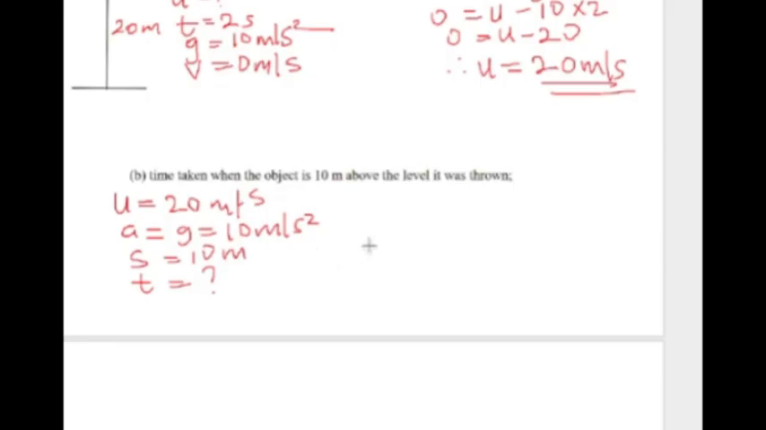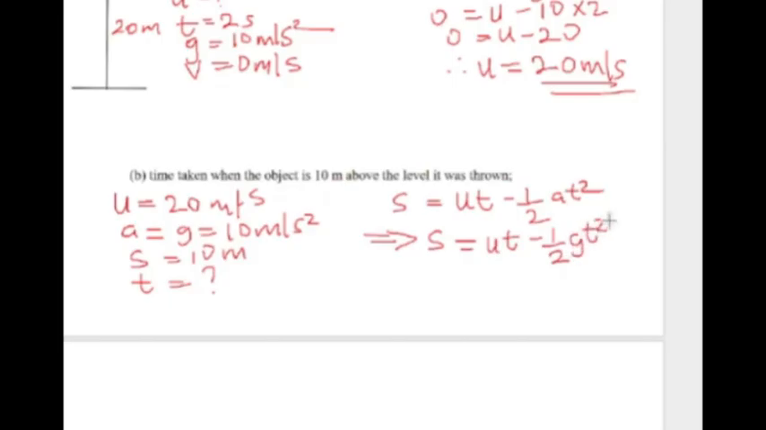Good. Usually when you are using the equations of motion, you look for the equation that has the four parameters of concern. Of course, one of the parameters is unknown. In that case, that's time. I'm going to use s = ut minus half at squared, but this is motion under gravity, so we'll replace a with g. The reason for making that negative is that the upward motion is opposing gravity, so that takes a negative value. Okay, so let's substitute what we have.